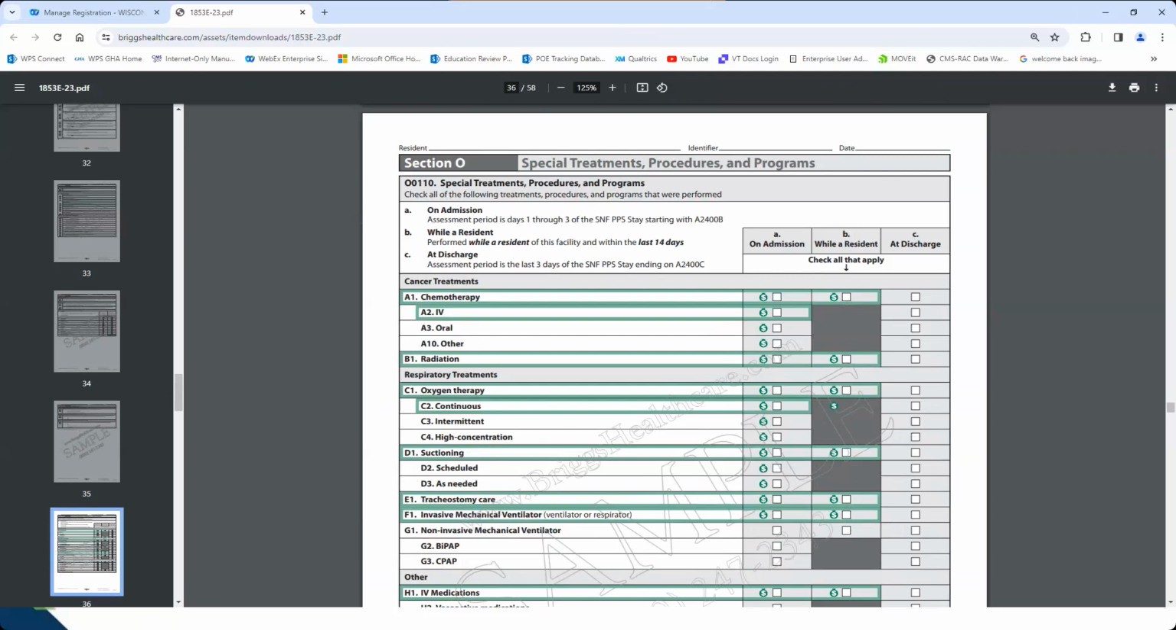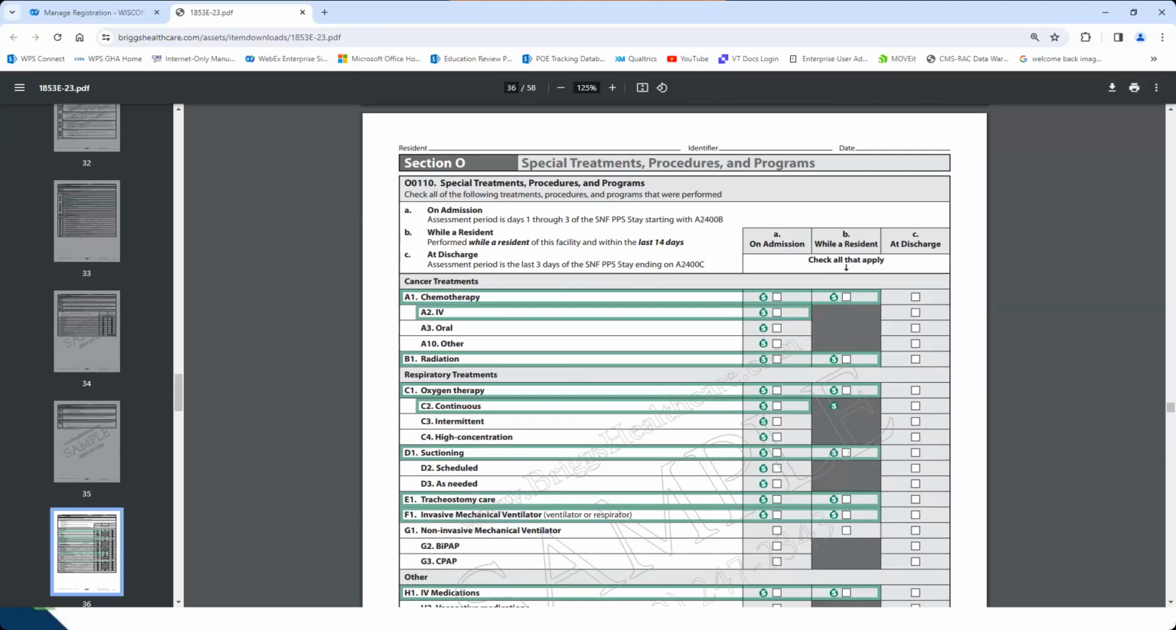Again, it's important that you pay attention to the look back information in each of these sections and that you're marking things correctly on the MDS, because it wants you to capture information about, did this occur on admission? Did this occur while the patient was a resident? It asks you about discharge as well, and depending on if you're using this as only one assessment or if you've had changes, will depend on how this accurately gets marked.